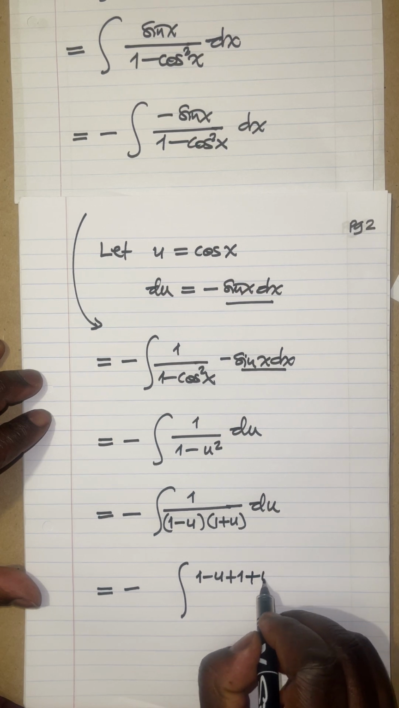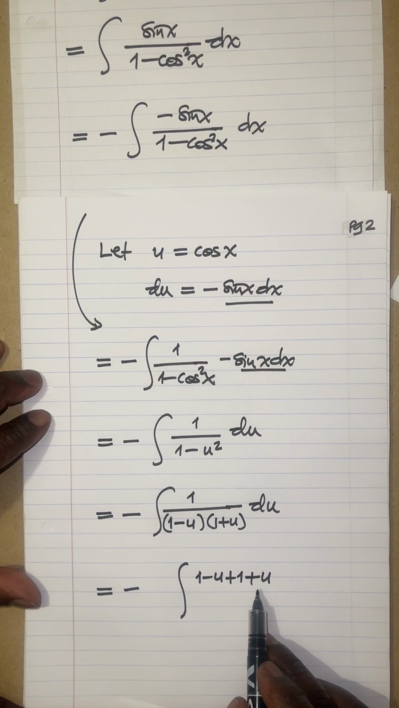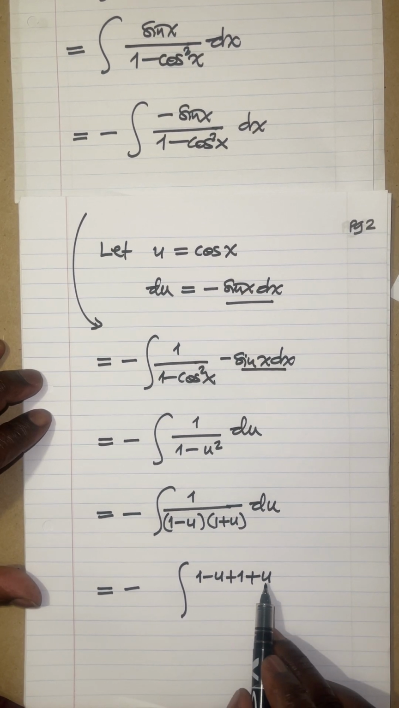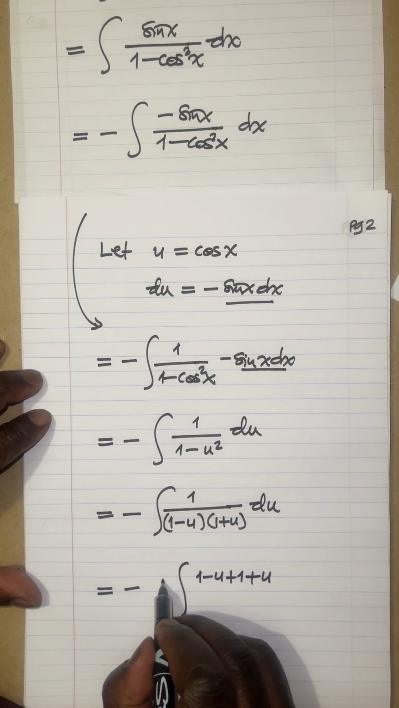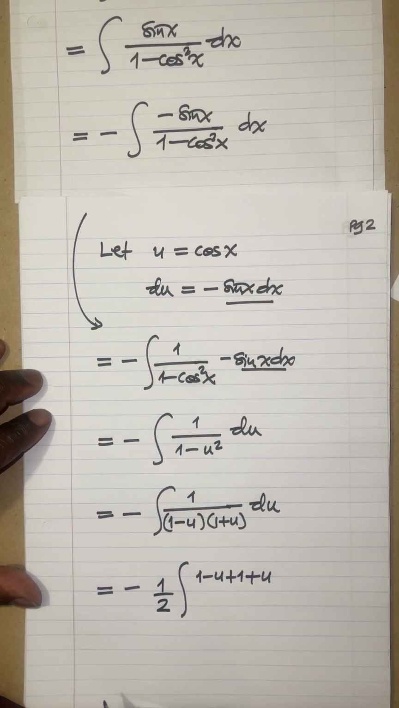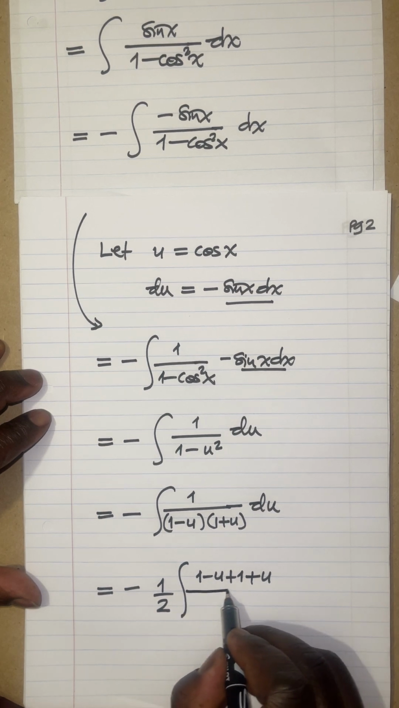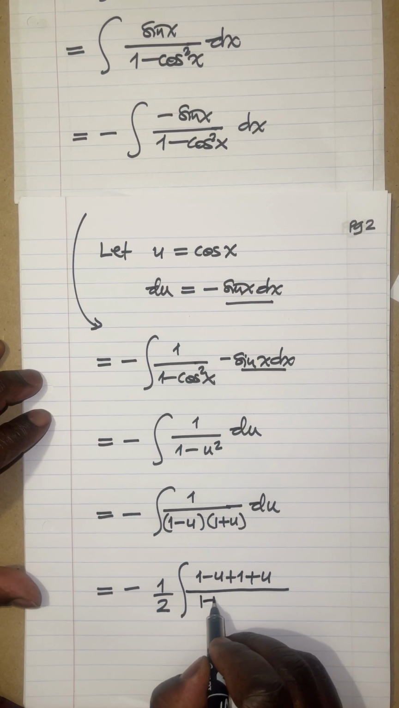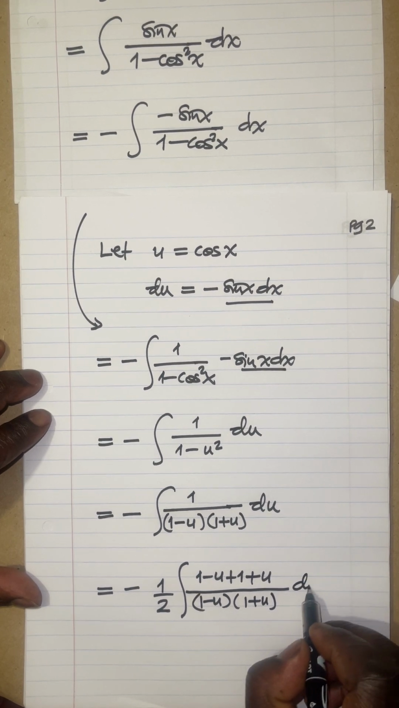Plus u, like this. Notice this is that and this is that. But if you simplify this, the u's cancel. You just have 2 there. 1 plus 1 is 2. So because I don't want to change it, I'm going to put 2 there. So I cancel the 2 at the top, but I'm not canceling. This is going to be all over 1 minus u, and then 1 plus u, and then du.